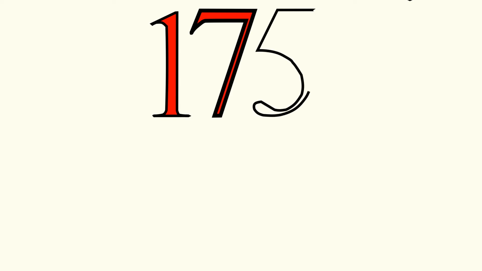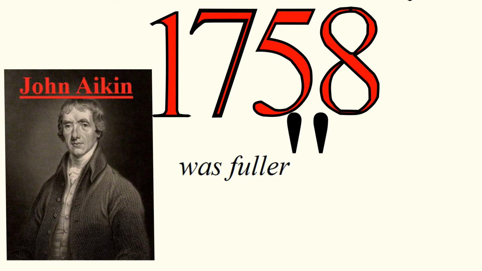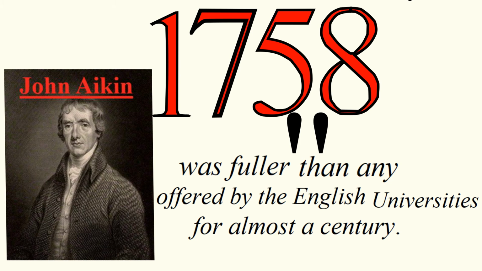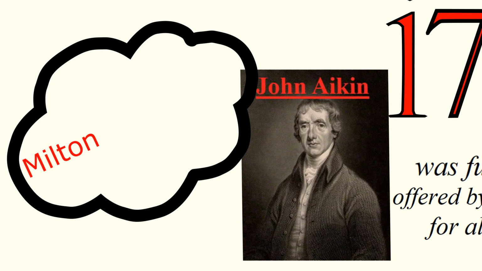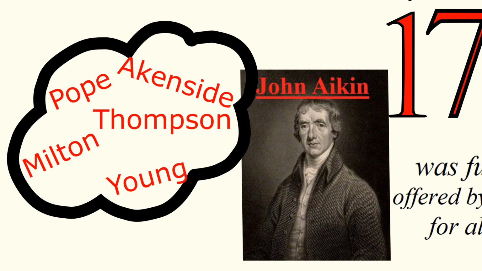In 1758, Warrington Academy was founded, and John Aikin was appointed for the English studies, in regard to which Thomas Miller says that Aikin's English program was fuller than any offered by the English universities for almost a century. One of Aikin's students writes in the Monthly Repository that Aikin's lectures on Milton, Pope, Thomson, Young, and Akenside were often the most satisfactory and improving of any in the whole week.